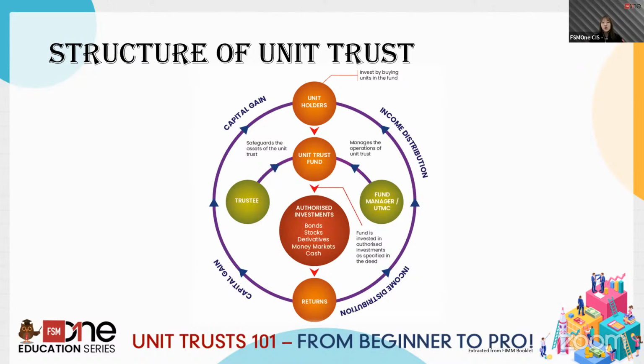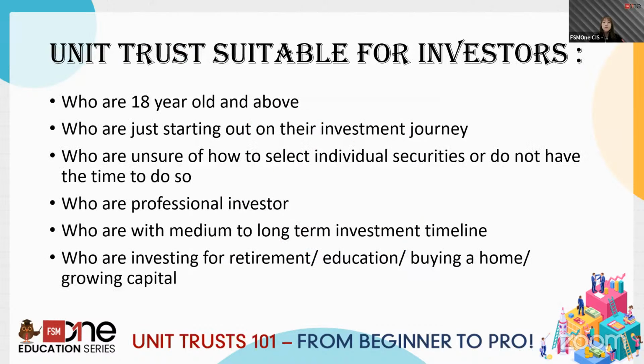So trustees are actually independent from the fund manager and the fund management company. Their role is to maintain custody or safeguard the unit trust assets. The trustee will ensure that the fund manager or the unit trust management company follows the objective and that the interests of the unit holders are protected. The trustee will remove whoever fails to act in accordance with the deed.